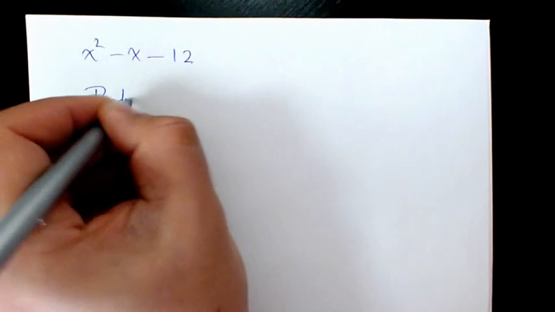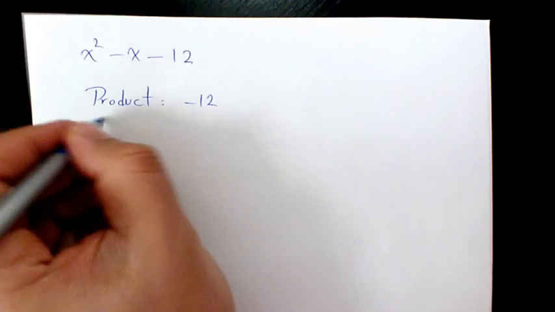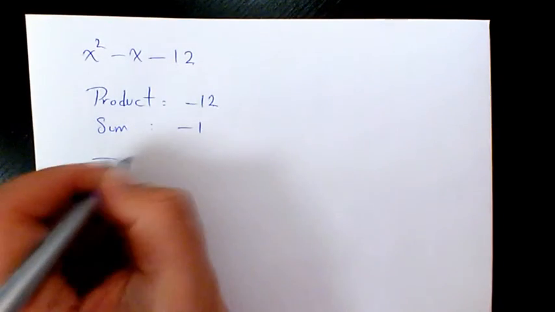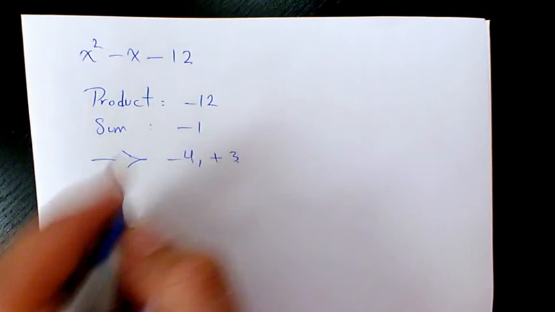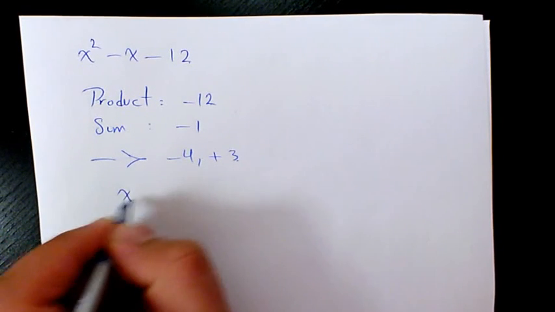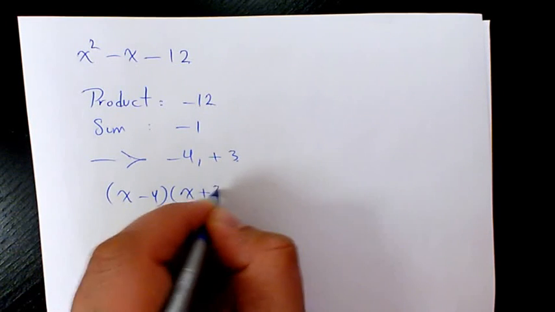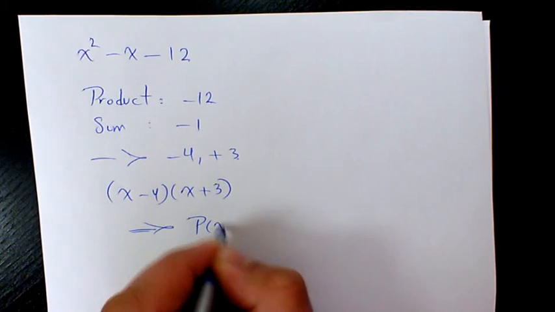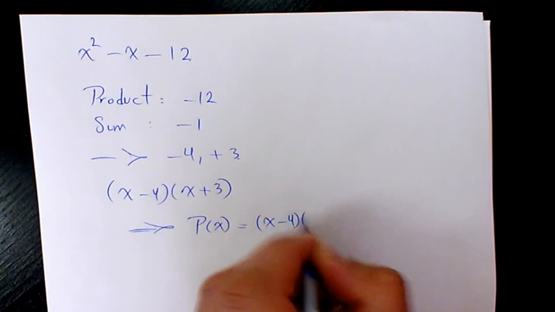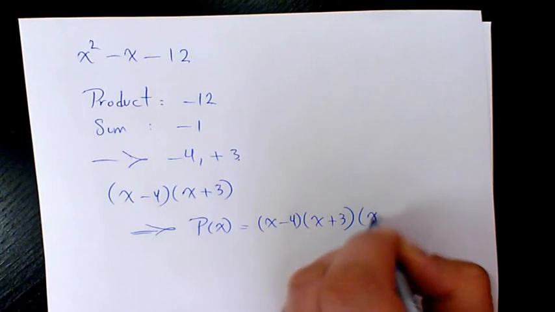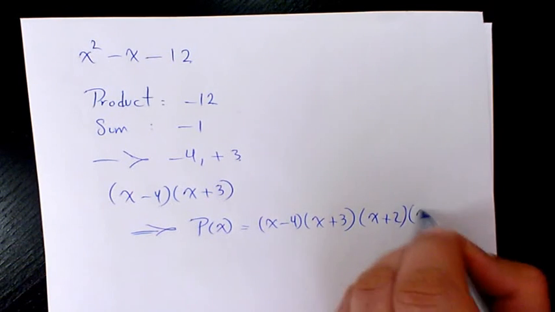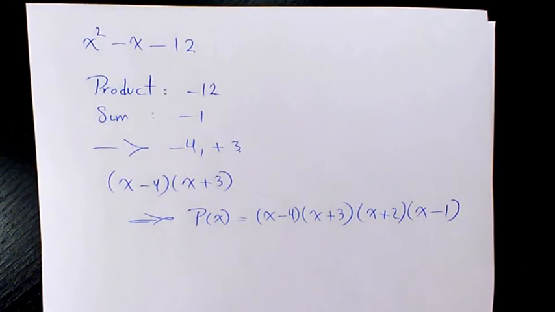So we have x squared minus x minus 12. You're looking for two numbers whose product is negative 12 and sum is negative 1. So the two numbers are going to be negative 4 and positive 3. So we have x minus 4 times x plus 3. So the polynomial is going to be x minus 4 times x plus 3 times x plus 2 times x minus 1. So these are going to be the 6 examples I had for factoring polynomials.